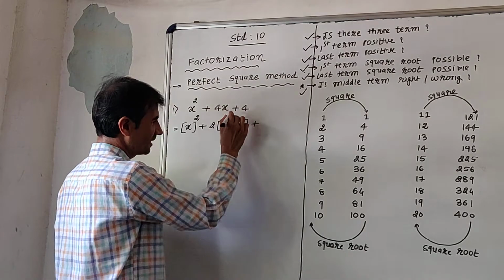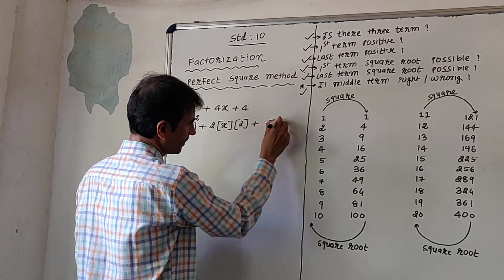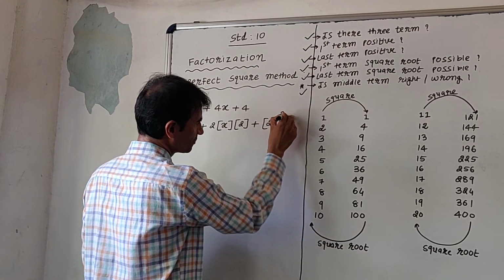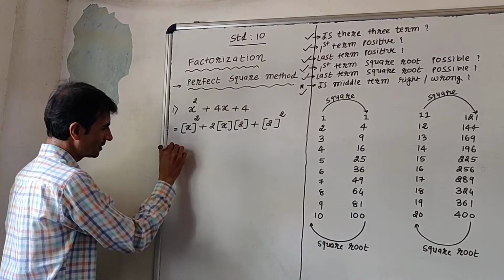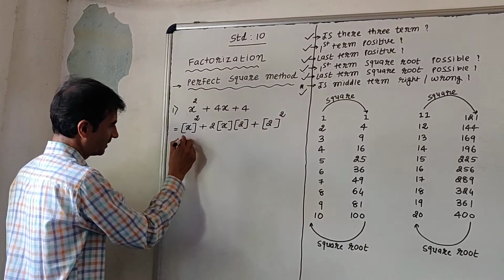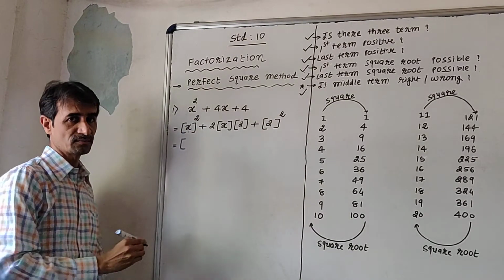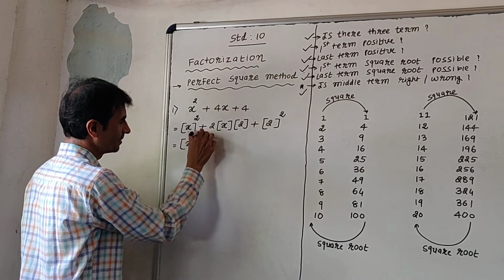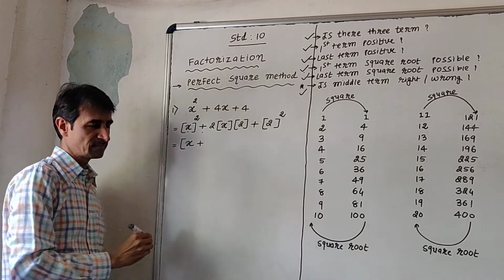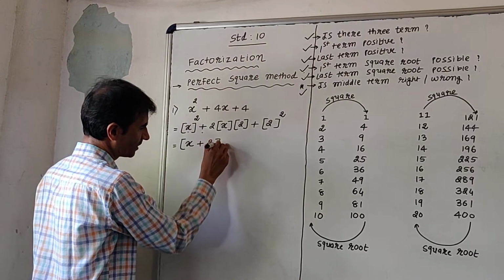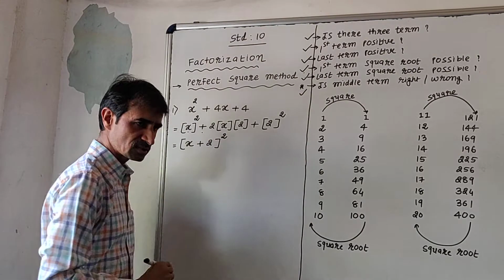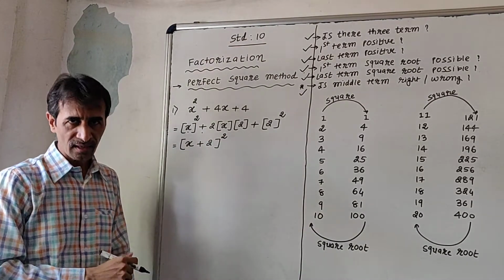Now again the plus sign is here, the first term square root 2, and the whole raised to square. Now the third and the final answer: in a big bracket, the first term square root will be a x, the middle term sign will be a plus, and the last term square root will be a 2, and the whole raised to square. And this is the final answer.